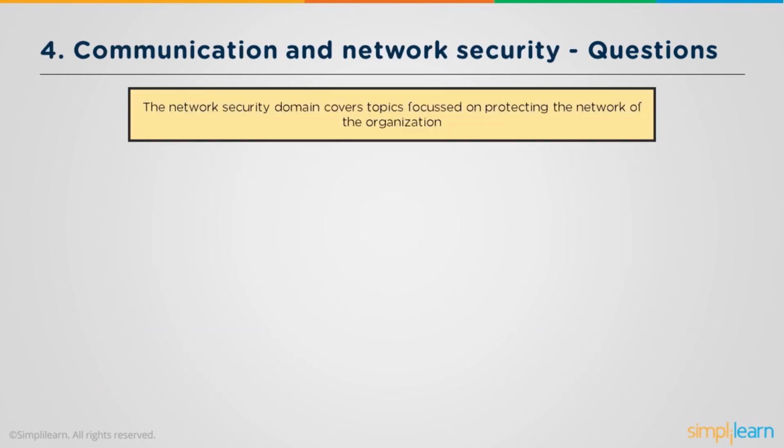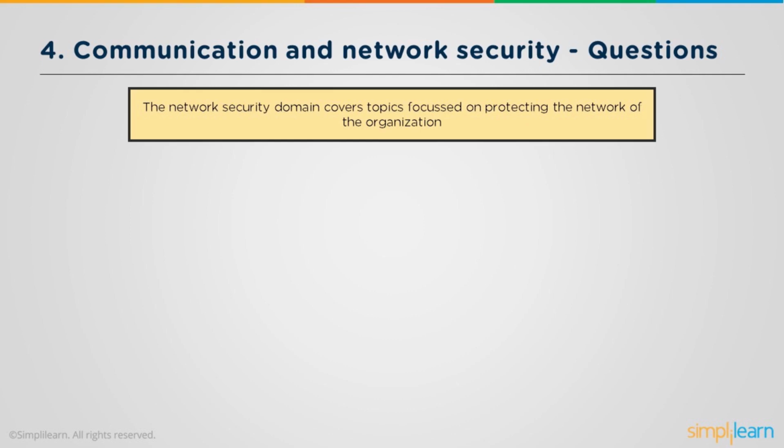Moving on to domain 4. Now, this is where the technicalities come into the picture: communication and network security. The network security domain covers topics focused on protecting the network of an organization. So communications, TCP channels, UDP channels, the TCP/IP. So you come across the OSI layer, you map the OSI layer with the TCP/IP layer, and see how a data fragment packet is created.